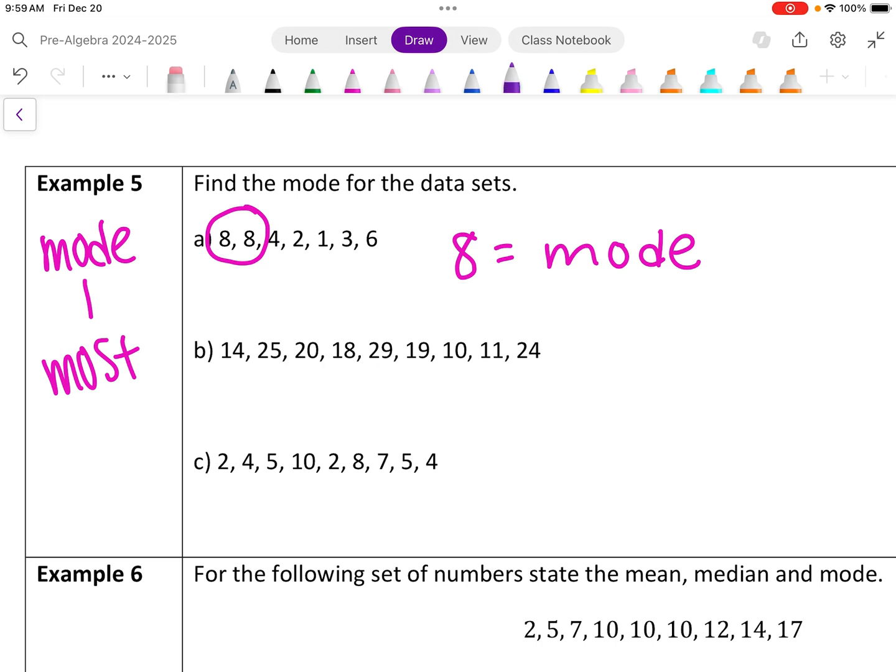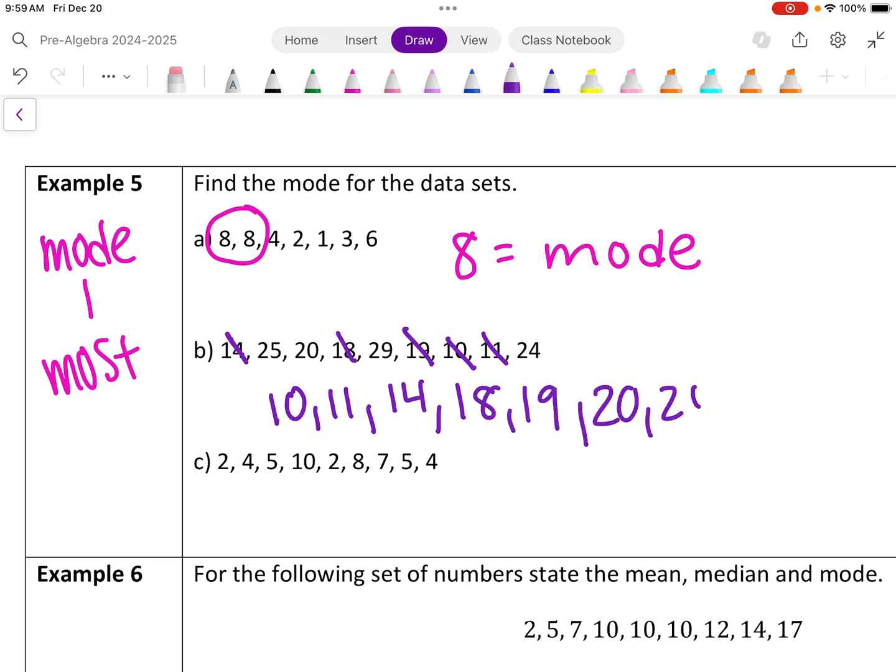Okay, in our next example, let's look. Sometimes we should put them in order from least to greatest to look. I don't see anything that repeats. Does anyone? 10, 11, 14, 18, 19, 20, 20. Yeah, nothing repeats. So there's no mode.